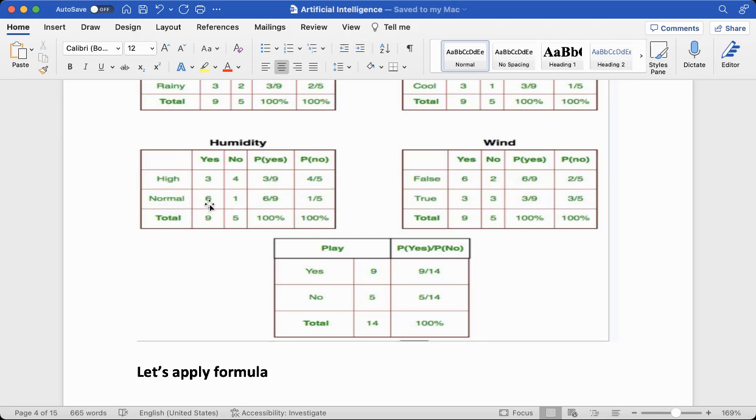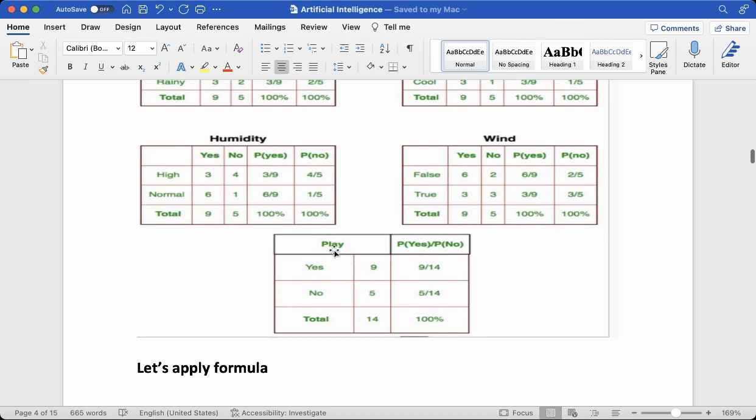And in the case of normal, 6 are yes, one is no, so 6 by 9 and 1 by 5. And in the case of windy it will become the same.